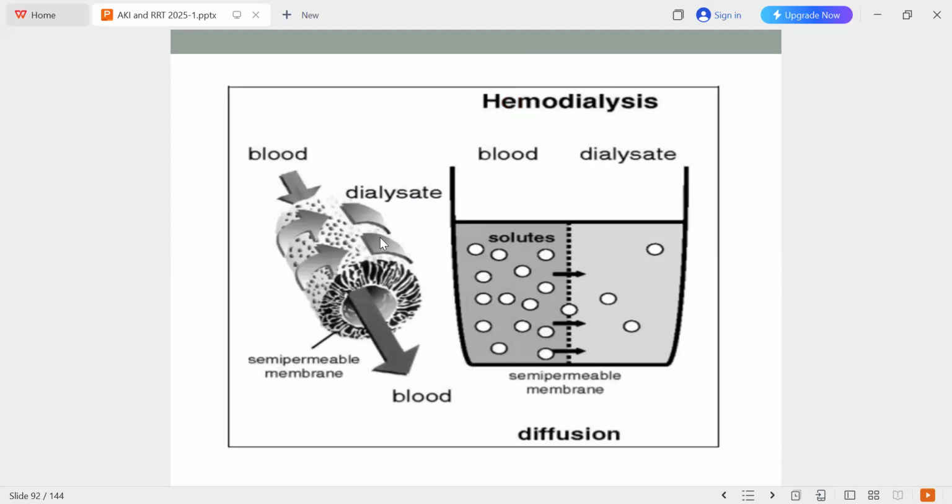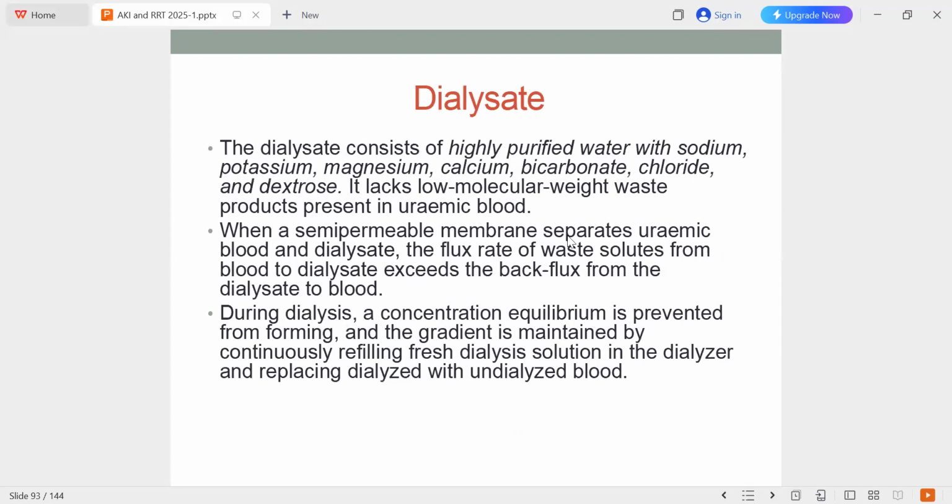So this is just the dialyzer that we saw, with the dialysate, which is a hollow fiber with the semi-permeable membrane. The blood flows through it. The solutes, the waste products you want to remove, have a higher concentration on the blood side and move through the semi-permeable membrane of the dialyzer into the dialysate, while the cleaned blood is later pumped back into the patient's system.